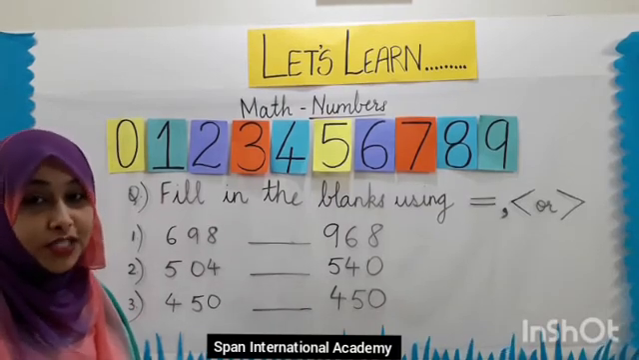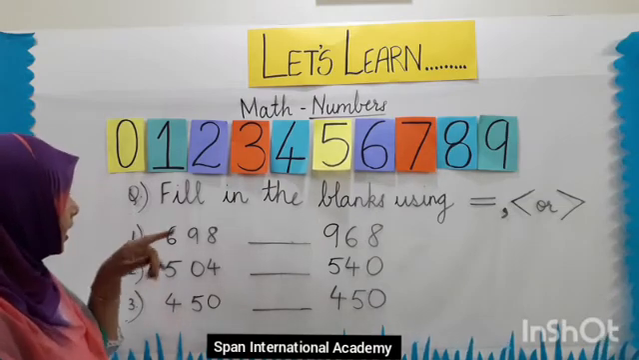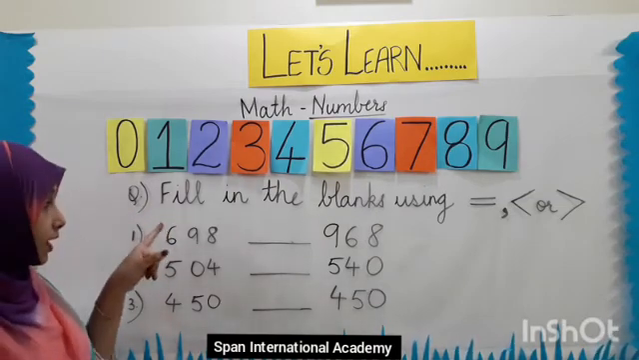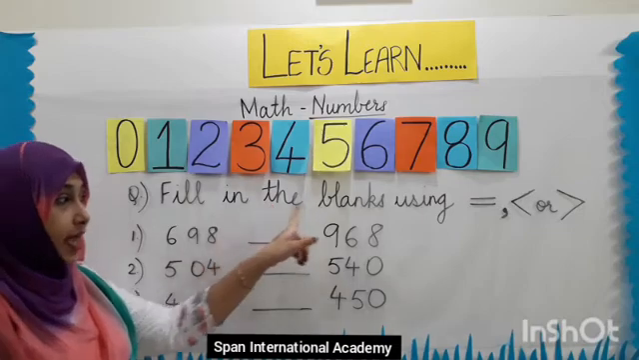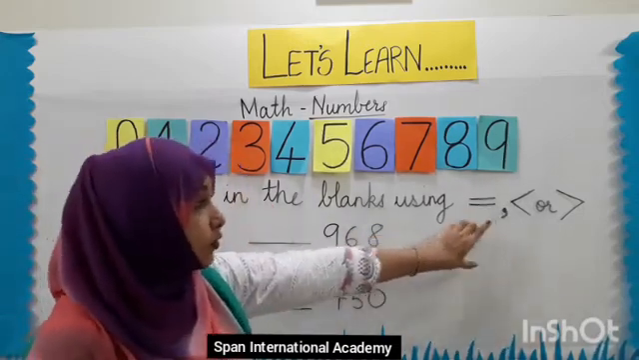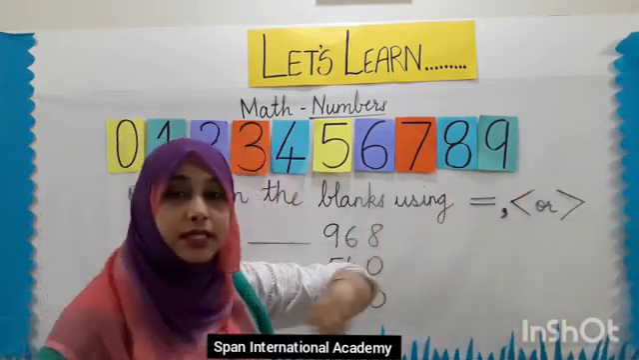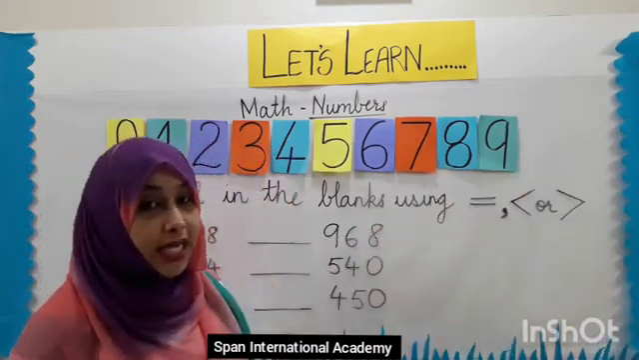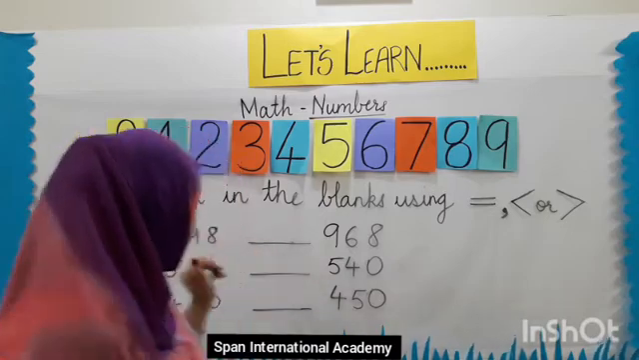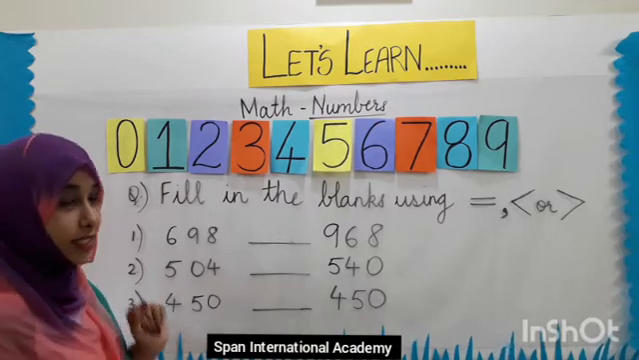So, now I have a question for you all. What is written on the board? The question asks about fill in the blanks using these signs. Equal to, greater than or lesser than. Okay, these are the signs. You'll have learned it in grade 1 as well. Okay, so quickly compare the numbers and put the signs.